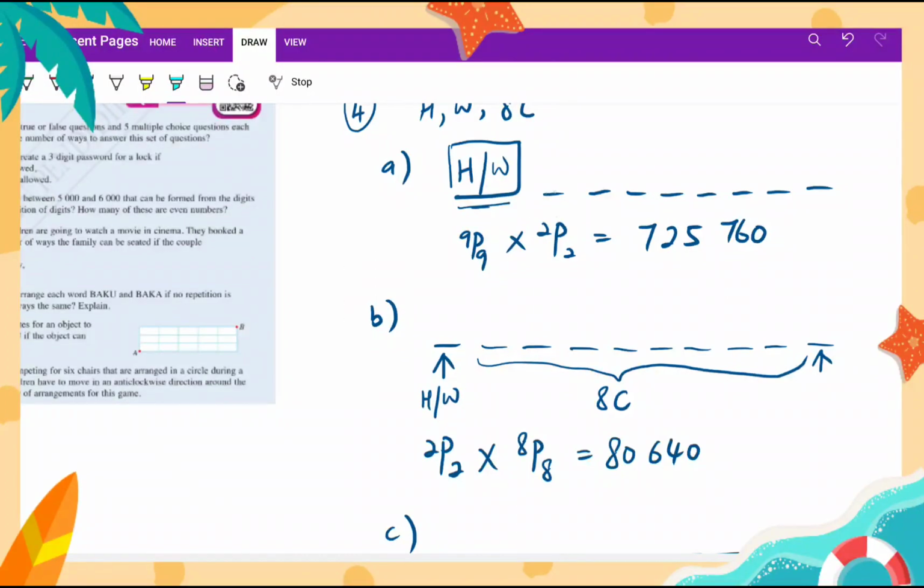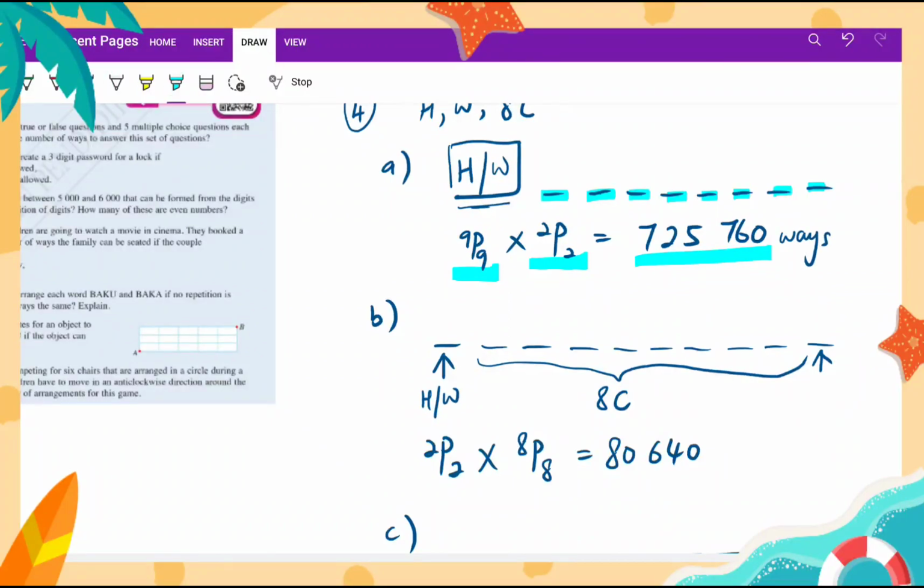And then followed by 8 children. 3, 4, 5, 6, 7, 8. And then altogether we have 9 groups. So we have 9P9. And in each placing, the husband and wife can change places. So 2 of them to permutate for 2 seats. So we have 9P9 times 2P2, which is 725,760 ways.